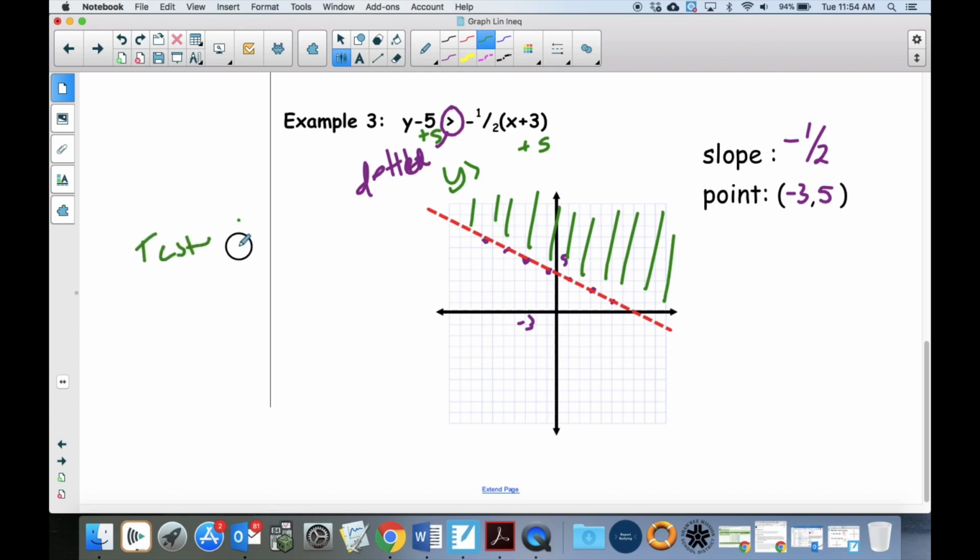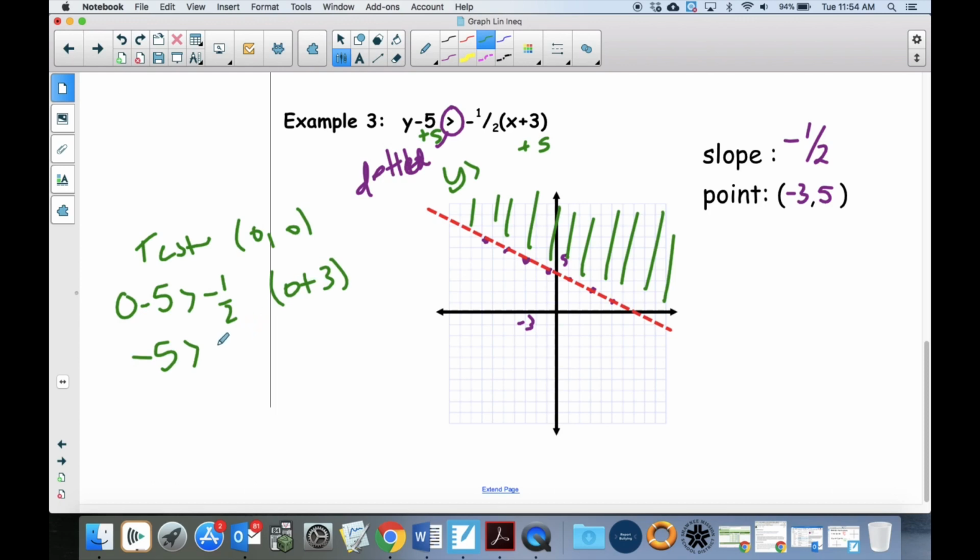I always like to test my point (0, 0). So let's just test it, partly because I like to do that, partly because you need a little bit of practice with it. If I plug in (0, 0), it's going to be 0 minus 5 is greater than -1/2 of 0 plus 3. And I need to simplify this a little bit and see if it's true.